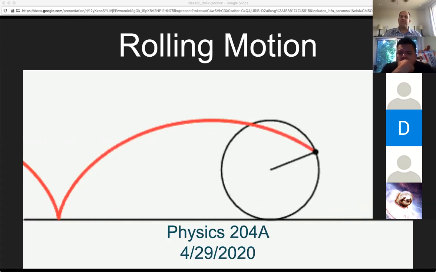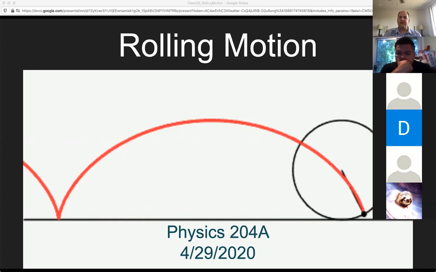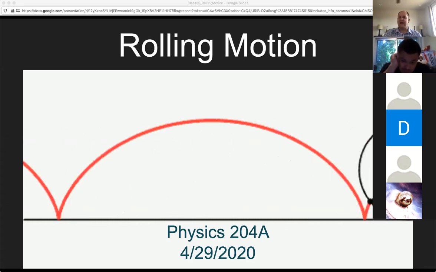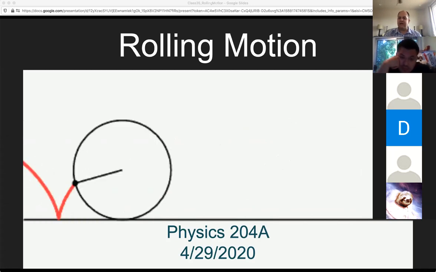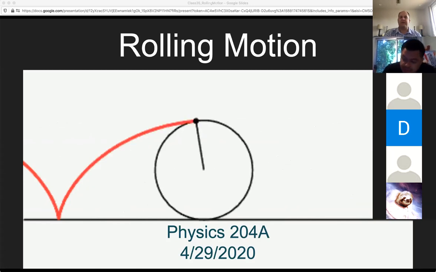In fact, this shape has a special name. It's called a cycloid. And it is not a circle. It's not like a sine or cosine. It can be expressed in terms of some of those things, but it's much more complicated.